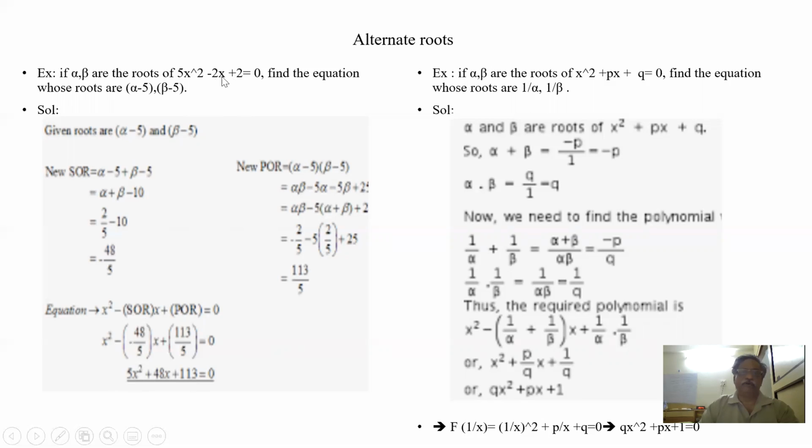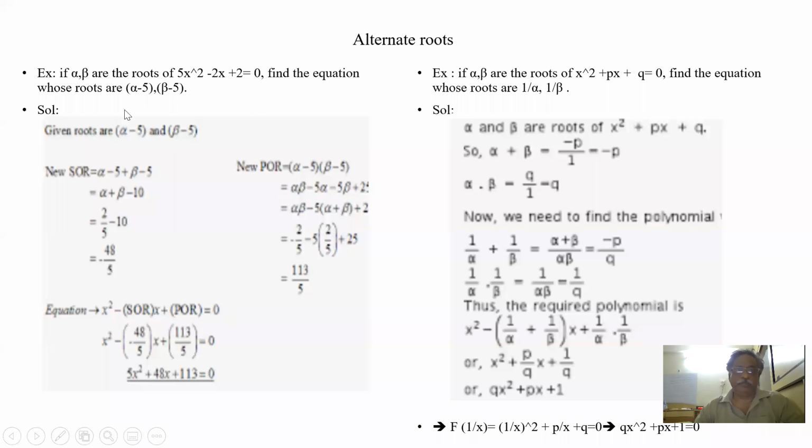See, this is f of x. The two roots are minus 5. So if I put f of x plus 5, I'll get the answer. Let us put x plus 5, since the roots are minus 5 both. Putting x plus 5: 5x square plus 5 square, 25 fives are 125, minus 10 plus 2. 127 minus 2, 113.